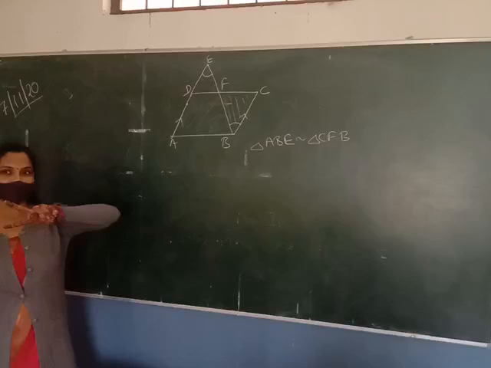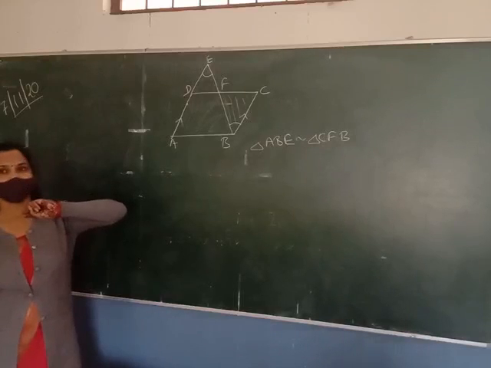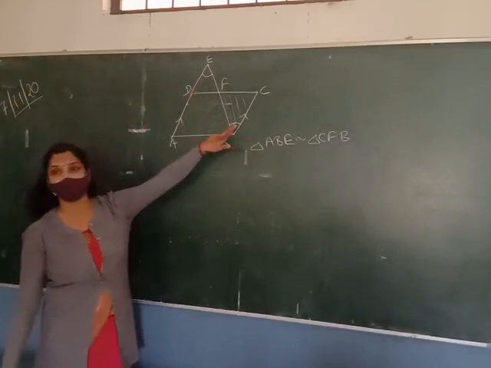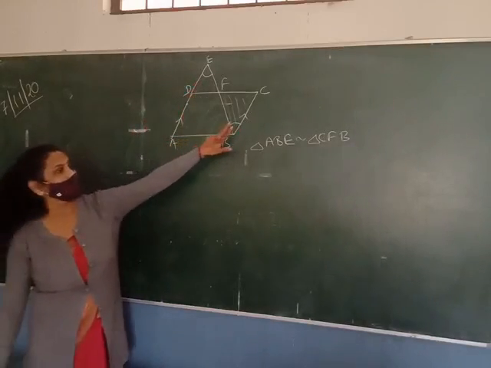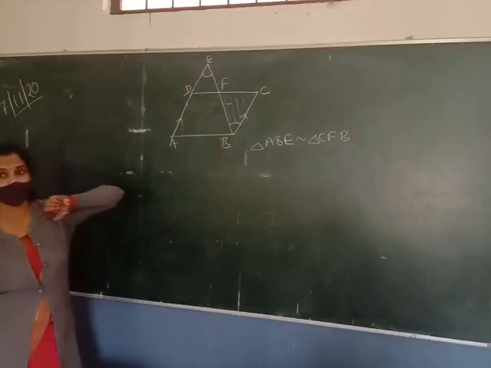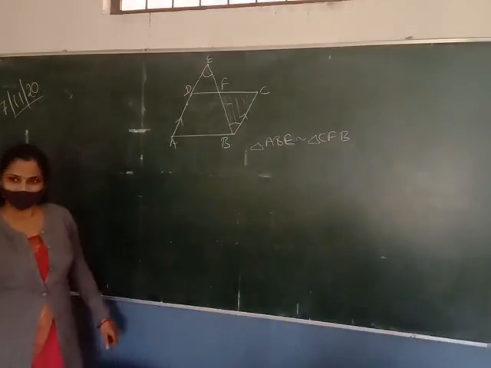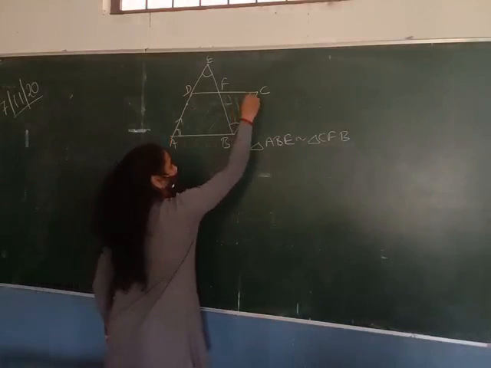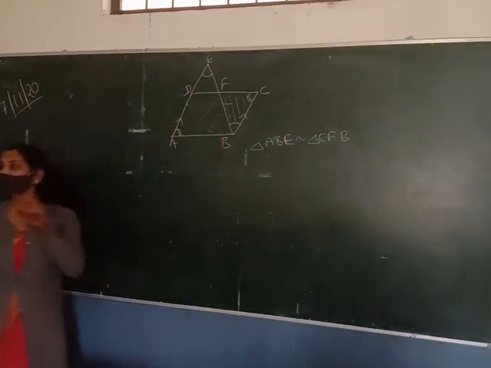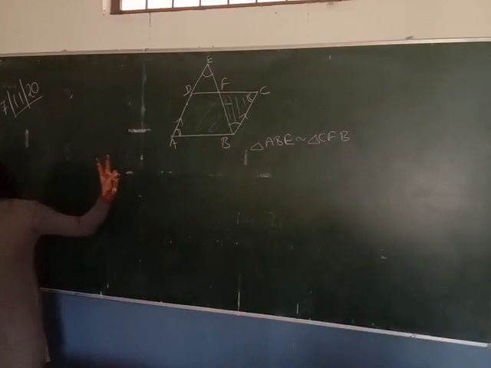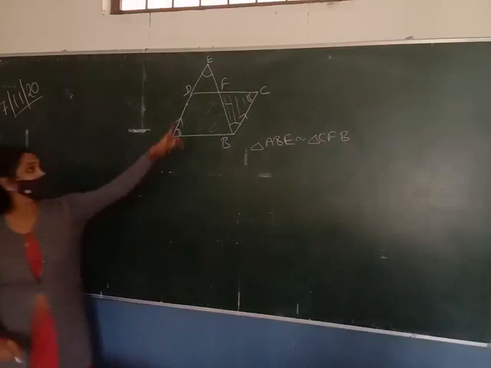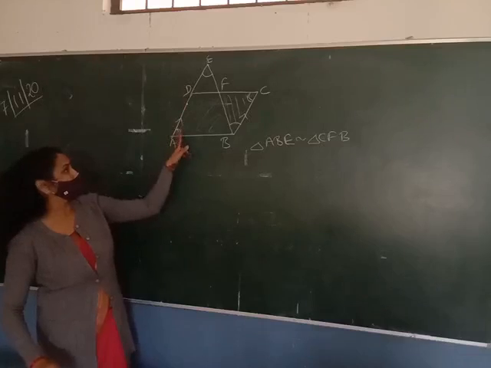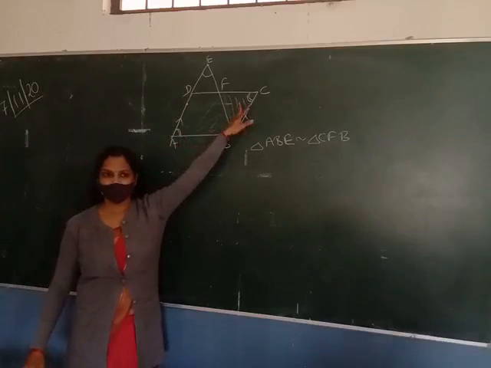And then second, angle E and angle B are the alternate interior angles. Angle C and angle A, in a parallelogram, opposite angles are equal. Very good. So it means these two triangles can be similar by using angle similarity. In this triangle, this angle is equal to this one, and in this triangle, this angle is also equal to this one. Any doubt?